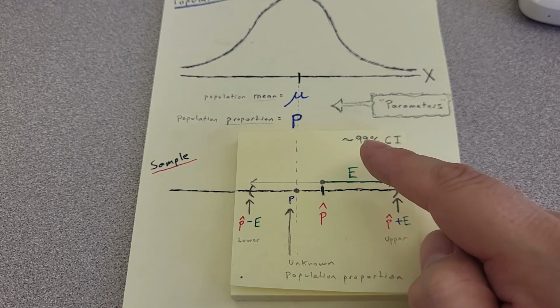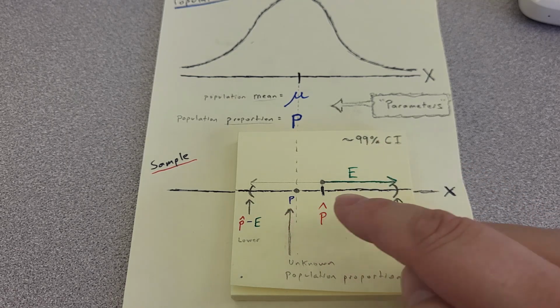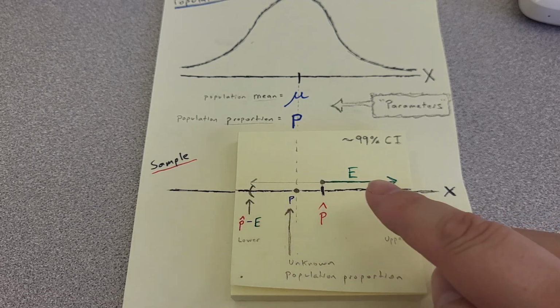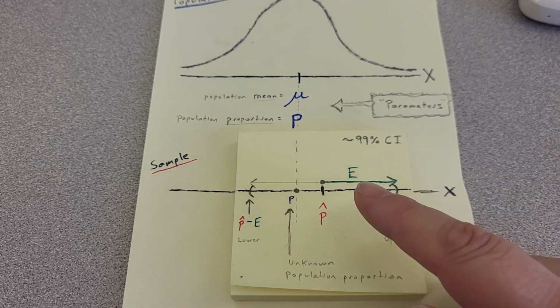So that's how come we're more confident that we captured the reality. It's because we've given ourselves a bigger ballpark. We've given ourselves a big error number.